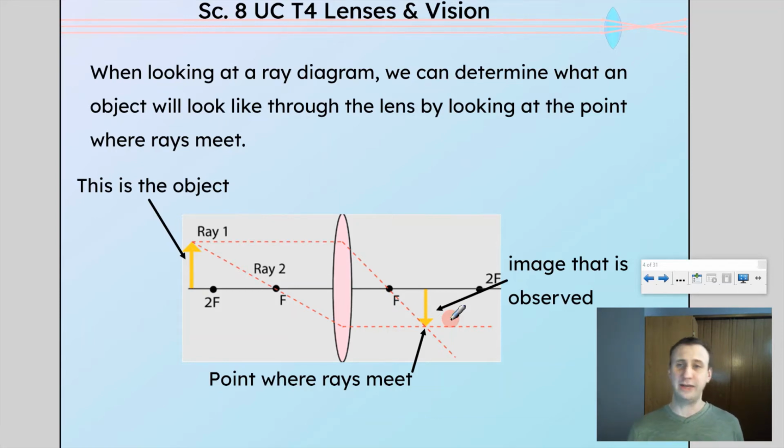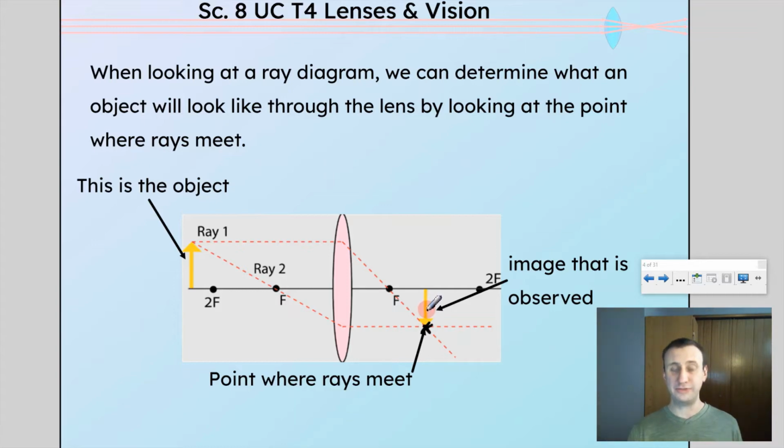But when you look at a ray diagram, you can determine what an object will look like through the lens by looking at the point where the rays meet. So if I take a look at this diagram, which has a double convex lens, so it's bulging out on both sides, if I take a look at these two rays, they meet up right here at this point. So if I go from this middle line to the point where the rays meet up, that's how the image is going to appear or be observed through that lens.